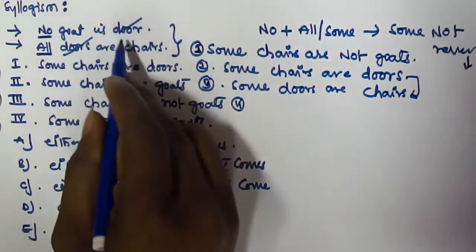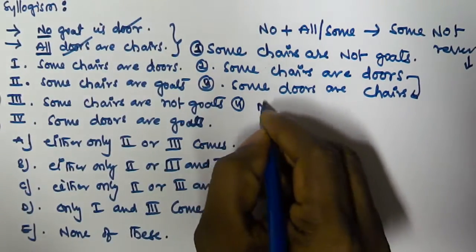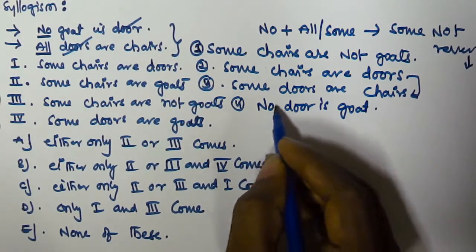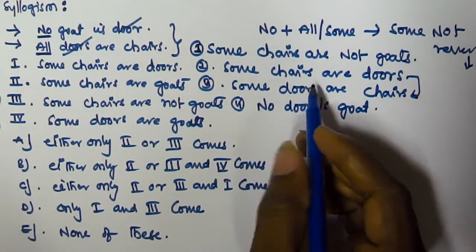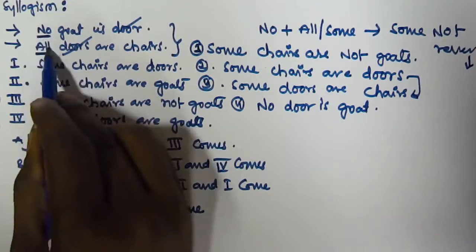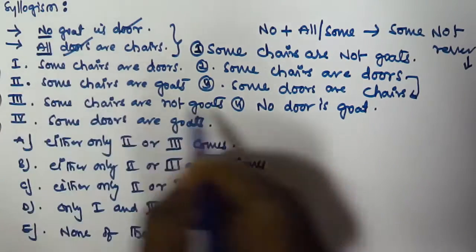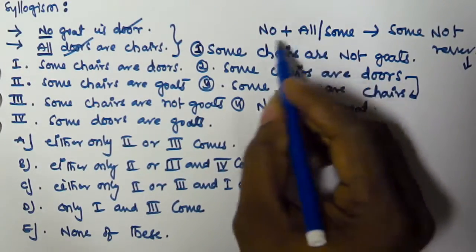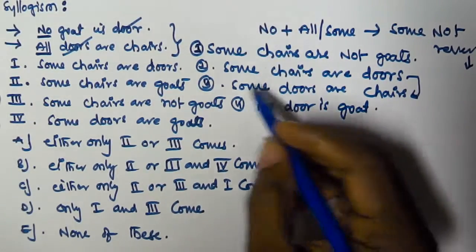Okay, so these rules we already used in the previous videos. No goat is a door, then no door is goat. So whenever there is a no, you can interchange the subject and the predicate. Whenever there is a some, then also you can interchange subject and predicate. And whenever there is an all, when you are interchanging subject and predicate, you have to replace this are with some, that we did in the second one. And for the first derivation, we use this rule, no plus all or some will give some not reverse. Okay, these are the four conclusions we derived from the given two syllogisms.